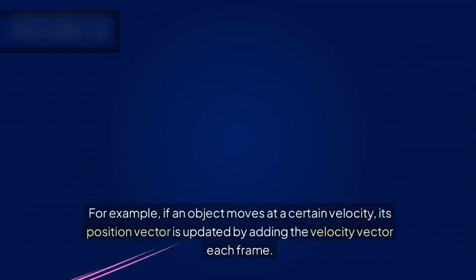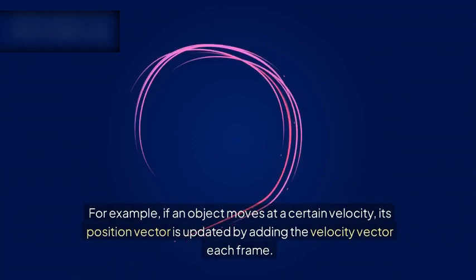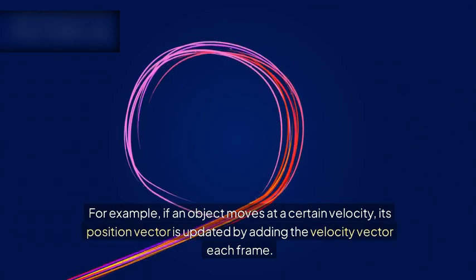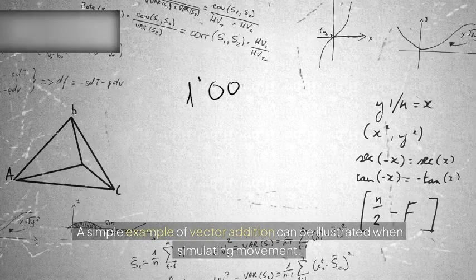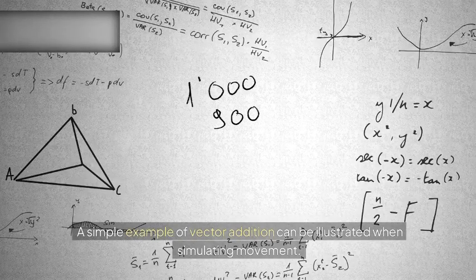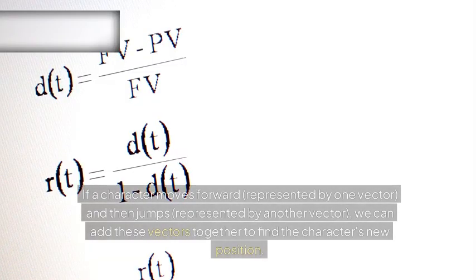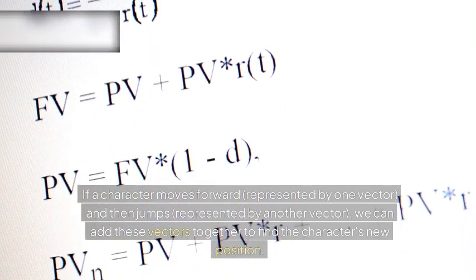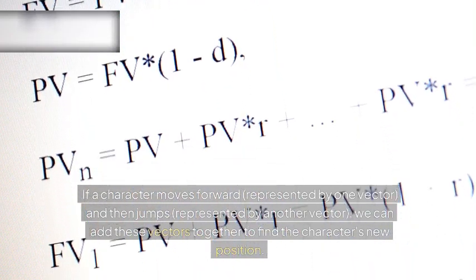For example, if an object moves at a certain velocity, its position vector is updated by adding the velocity vector each frame. A simple example of vector addition can be illustrated when simulating movement. If a character moves forward, represented by one vector, and then jumps, represented by another vector, we can add these vectors together to find the character's new position.